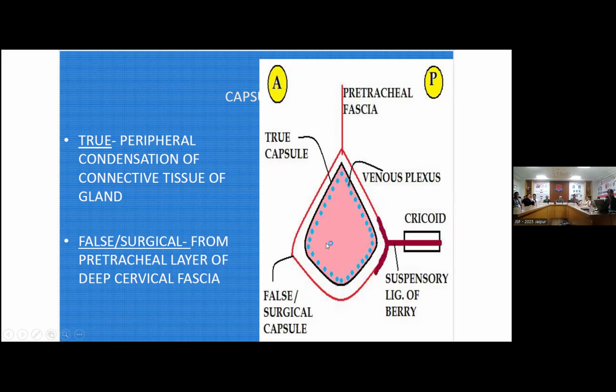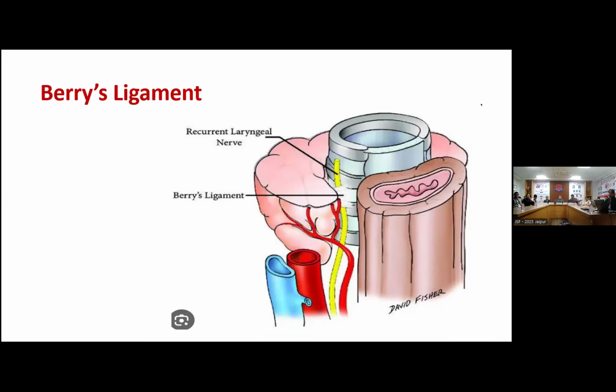This is in contrast with prostatic surgery, where the venous plexus lies between the true and false capsule. The false capsule there is the endopelvic fascia. So the dissection is beyond the endopelvic fascia. Here we have a very beautiful plane, except the area of condensation, which is called Berry's ligament. Okay. This is the structure which attaches the thyroid gland firmly to the tracheal axis.